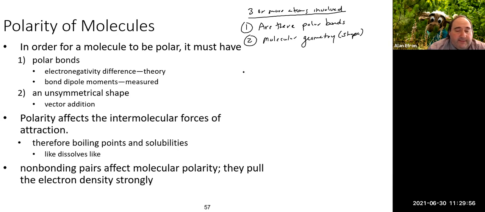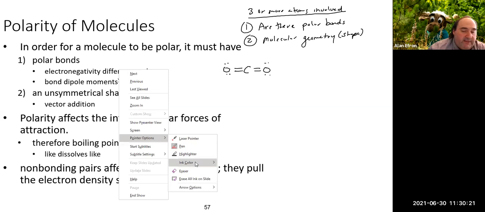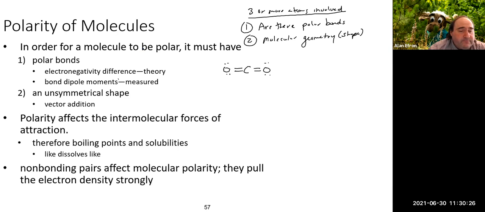If we go through the process of drawing CO2, it will end up looking something like this. So if we draw CO2, the first thing that we would want to know is, are there polar bonds present? And the reality is you would not necessarily need that table of electronegativity values like we talked about, because if you look on the periodic table, you will see carbon, nitrogen, and oxygen all in the same period.